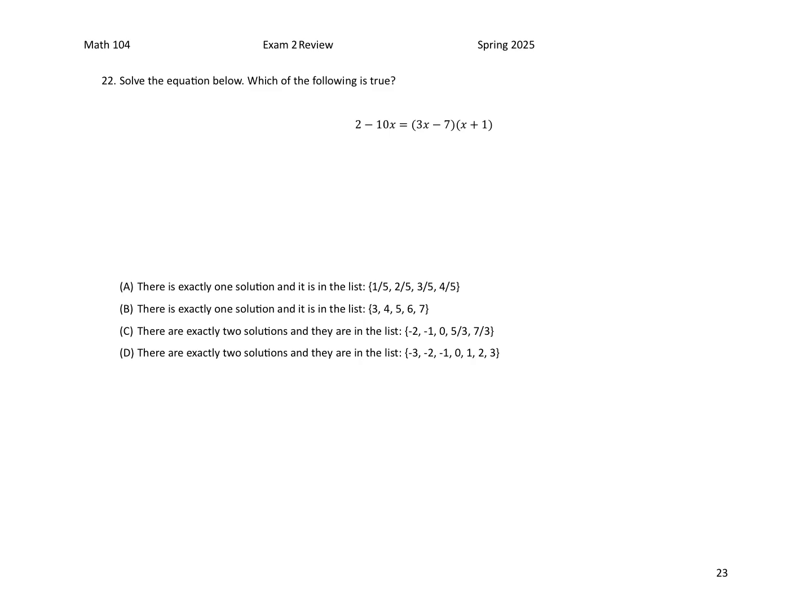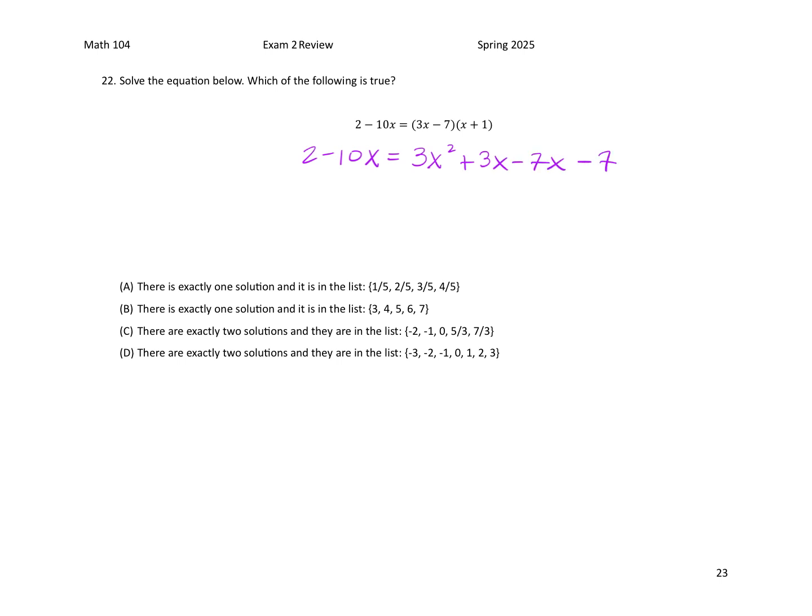Solve the equation below. Which of the following is true? Okay, so there's not much I can do on the left side to simplify, but on the right side, I want to multiply these two binomials. I'm going to FOIL. So I have 2 minus 10x on the left, and on the right, I'm going to have 3x squared plus 3x minus 7x minus 7.